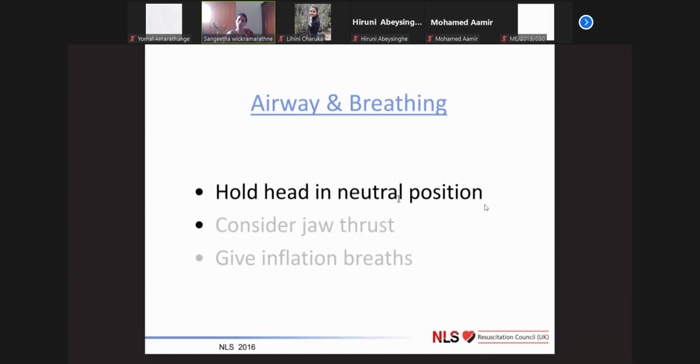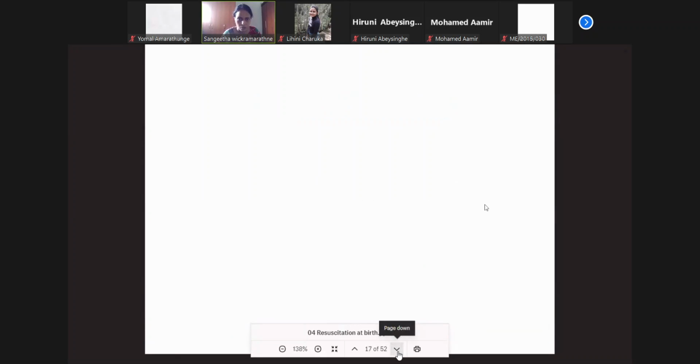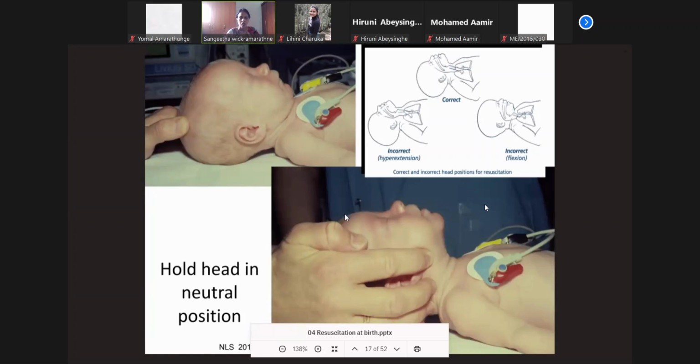Compared to children, in babies the occiput is bigger. In infants and newborns, the occiput is bigger. So if you extend further, the airway will collapse because the occiput is big. So you don't extend their head, you just keep it in the neutral position. I'll be showing what the neutral position is here. Yes, so see, this is the neutral position. Now you can see the occiput is bigger.